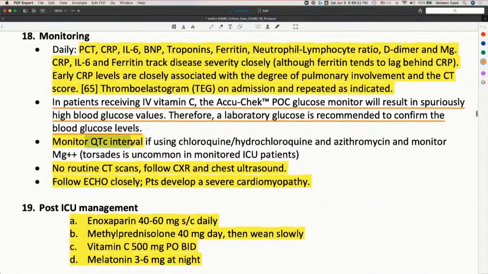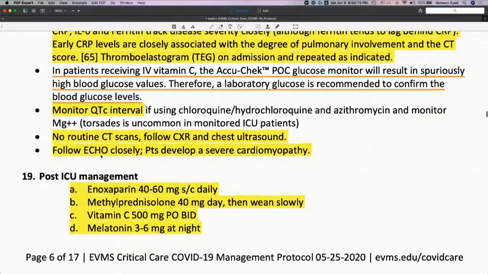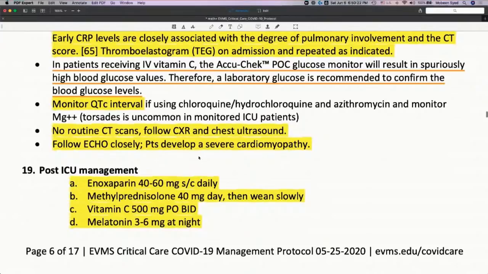Monitor their QT intervals, especially when you're giving hydroxychloroquine and other drugs, for example azithromycin, magnesium. Magnesium can cause torsades. We have not talked about magnesium before, so we'll talk about it next week. No routine CT scans. CT scans are also not suggested by the radiology organizations. Chest X-ray and ultrasound may be useful. Follow echo closely. Patients develop a severe cardiomyopathy, and we have talked about that in the hypercoagulability discussions.